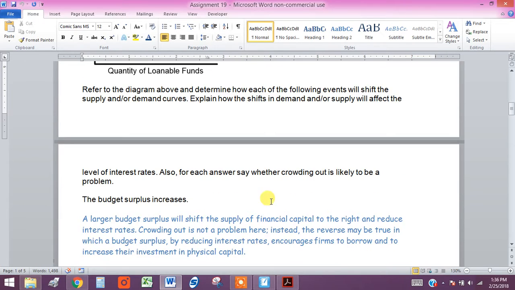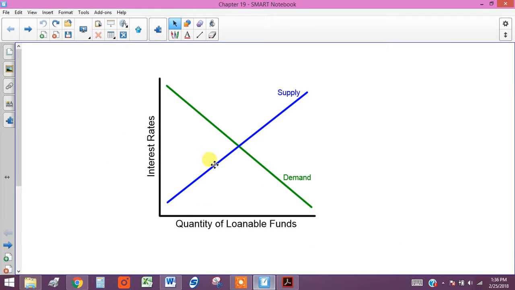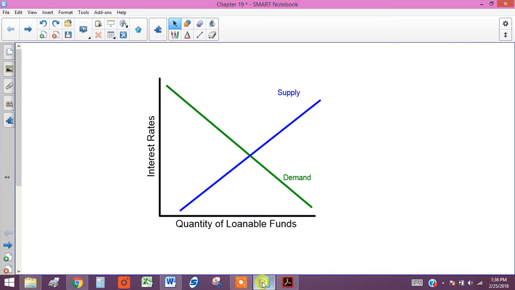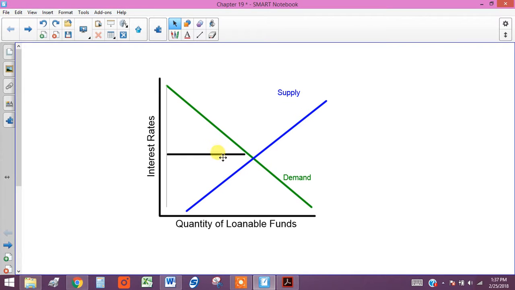So let's look at the first one here. We have an increase in our budget surplus. So when that happens, we're going to have a shift in the supply. So when we have more money, our supply curve is going to shift to the right, okay, like that. And when that happens, if I put a price line in here, and then we shift from here to here, it's very obvious that that's going to lower our interest rates, okay? So that's one thing.